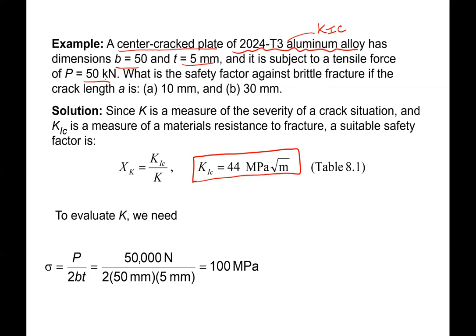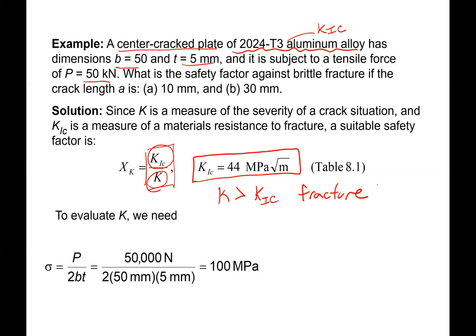So since K, the stress intensity, is a measure of the severity of the crack situation, and K1C is a measure of a material's resistance to fracture, then the safety factor can be defined as simply K1C divided by K. So how is our stress intensity relative to our fracture toughness value? Remember, if the stress intensity K is greater than K1C, that's the case for fracture.